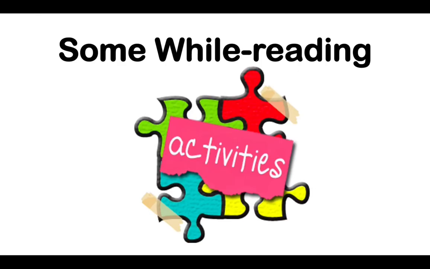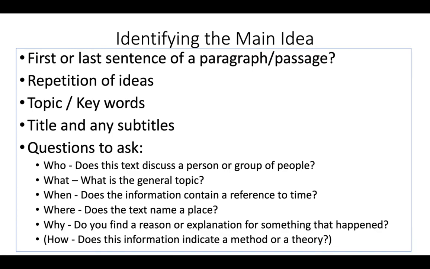Now we are moving on to some of the activities that you can do during the reading, or while they read. So one of them is identify the main idea. So this is just ideas of, okay, how do you get the main idea of the text? They suggest that you look at the first and the last sentence of each paragraph, and then look for repetitive ideas, keywords that have been repeated, and then titles, subtitles, and then also ask the questions: who was involved, what is the general topic, when, where is this happening, why, do you understand, and how, to get the main idea of the text. So those are some of the key points that you can look at when you are getting the main idea.